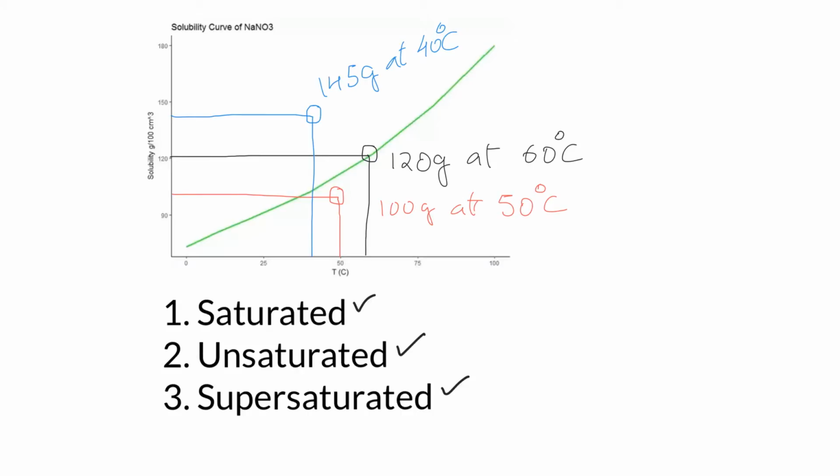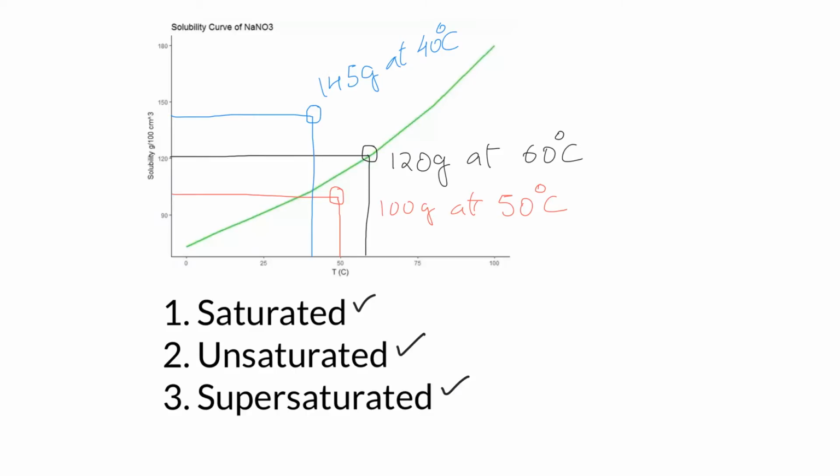Now, what does that signify? The fact that the black point is falling exactly on the line tells you that the solution is holding, or has already dissolved, the maximum amount of solute NaNO3 that it can dissolve at 60 degrees Celsius. So as long as your temperature stays at 60, this sample of water cannot dissolve any more than 120 grams of NaNO3.